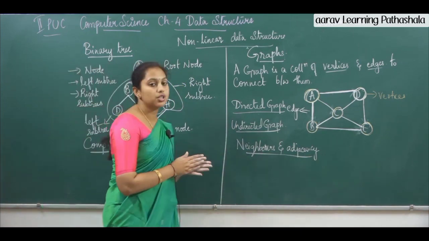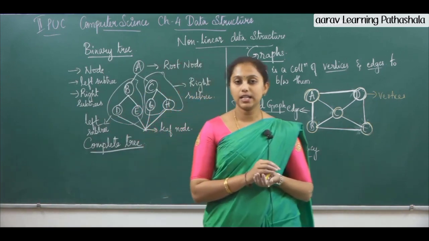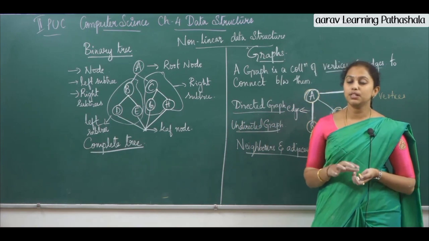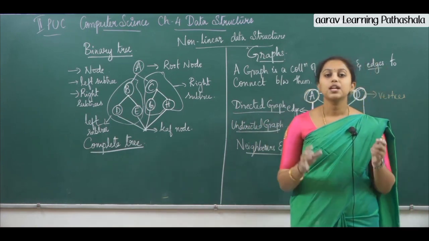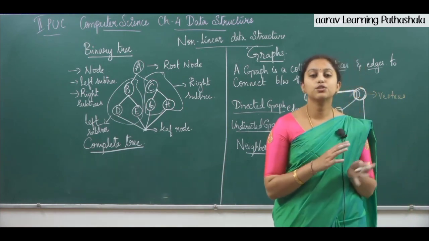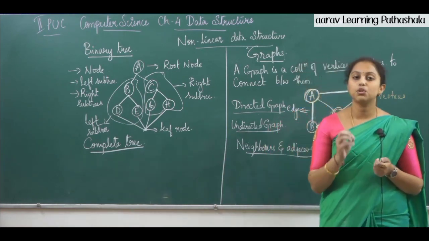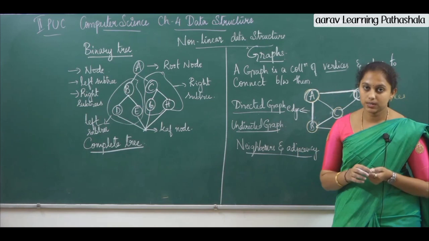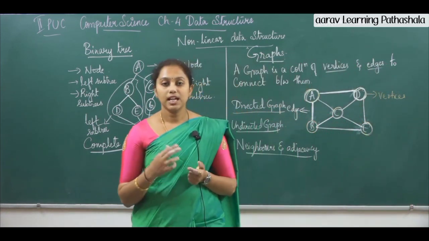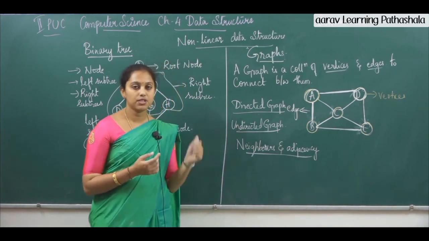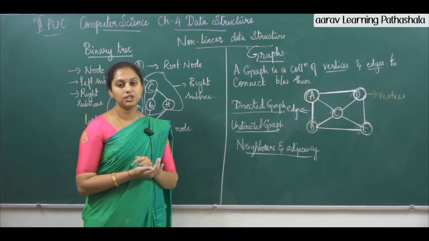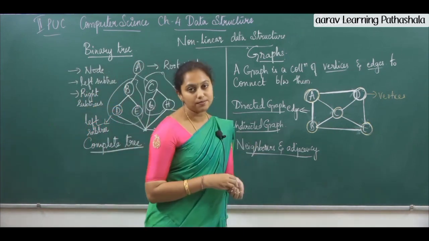So this is about nonlinear data structures. In a nonlinear data structure, the elements are not stored in a linear manner, which is nothing but not stored in continuous memory locations. In nonlinear data structures, there are two types, trees and graphs. We have studied about trees, the terminologies under trees, and about graphs.